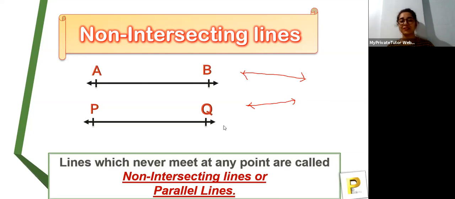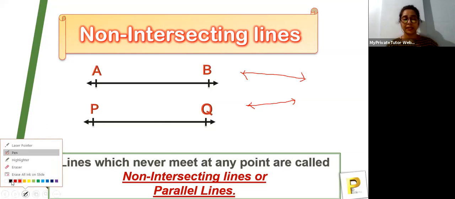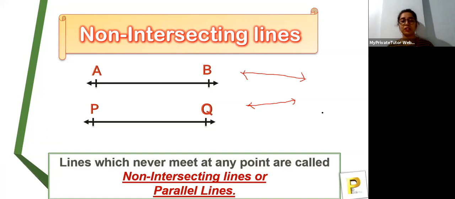Okay, so if you check these lines, they seem to be what? They look like they are non-intersecting because they are far away from each other, but they are intersecting lines. Now you'll be thinking, how could they be intersecting lines? They are far away from each other, they are not meeting at any point, then how will they be intersecting lines, right? That's a question mark.